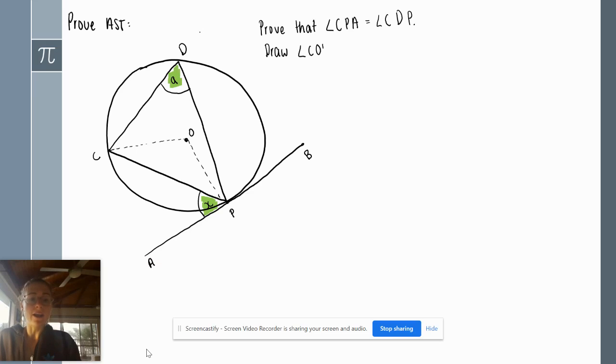So let's draw in our angle COP. Now there are a few things that I know about COP. I know that it's isosceles, right? Because CO is equal to PO, the radii of our circle. So let's let angle OCP equal M. And let's let angle OPC also equal M.